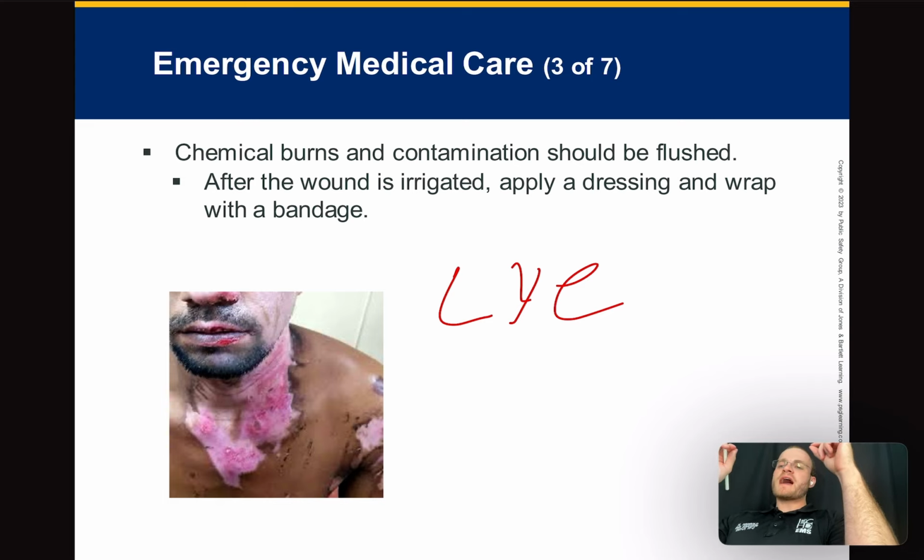And so this is how you treat this. Watch for this on an upcoming test near you. You would want to first decontaminate the area and flush it. You would flush it with water or saline, and with copious irrigation, you would irrigate and flush the wound. You would try to get it off, right? After the wound is irrigated with copious amounts of water and fluid, and it's decontaminated, you would apply a dressing and wrap with a bandage, okay?